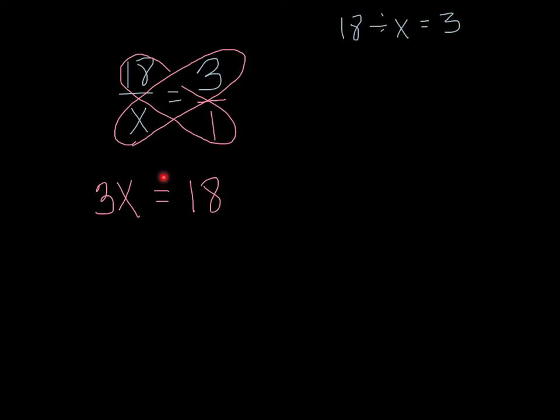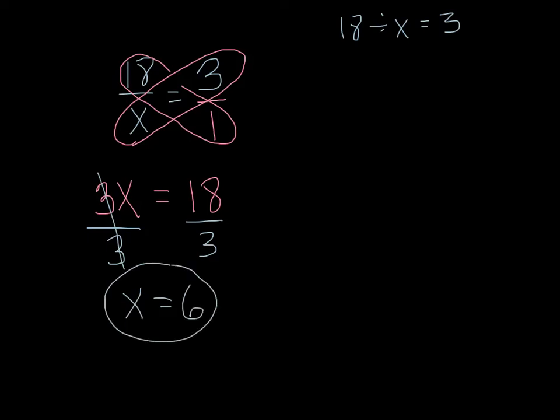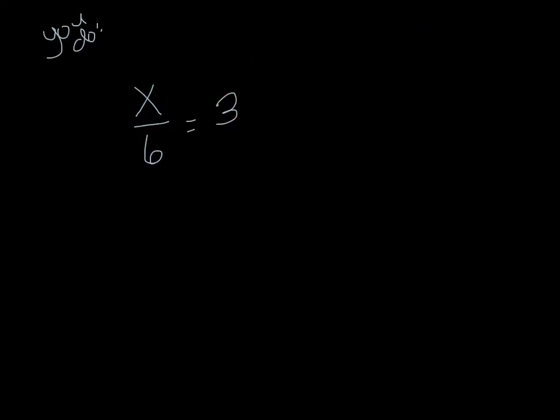So here is my ocean, here is my variable. 3 is hanging out with my variable. That's who I want gone. Divide him away. Do the same to both sides to keep those scales balanced. 3 goes into 18 6 times. Your answer is 6. Let's try a couple of you-dos.